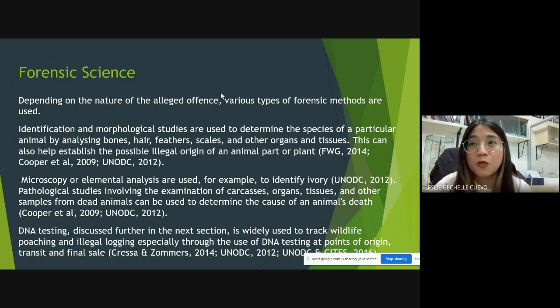So, yun, kapag nakakuha ng body parts ng animals, of course, you have to test it in order for you to positively identify kung ano ba yun. DNA testing, discussed further in the next section, is widely used to track wildlife poaching and illegal logging, especially through the use of DNA testing at points of origin, transit, and final sale.